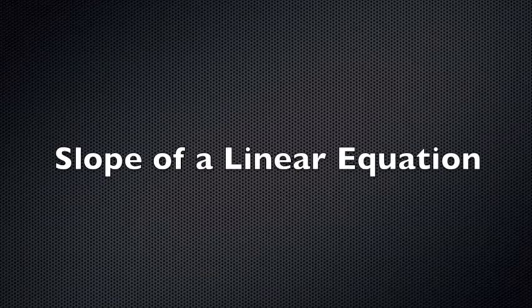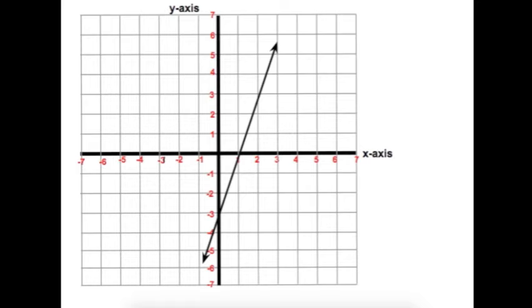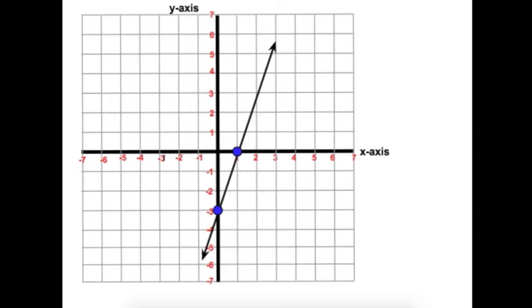This video tutorial will take a look at the slope of a linear equation. The slope of a linear equation is the rate at which the line increases or decreases. We are going to determine the slope of the line shown to help us understand what slope is and how to find the slope.